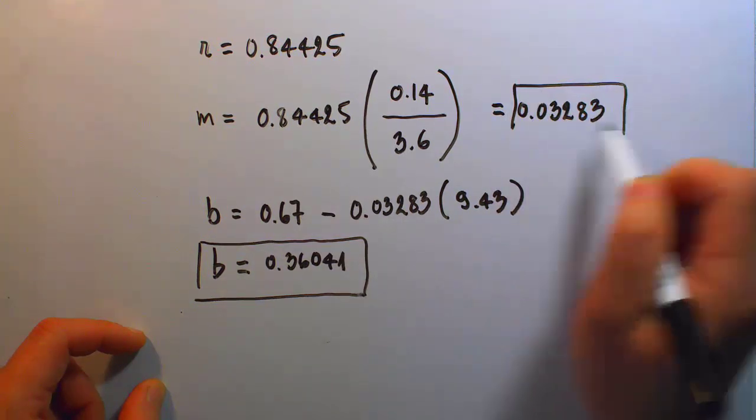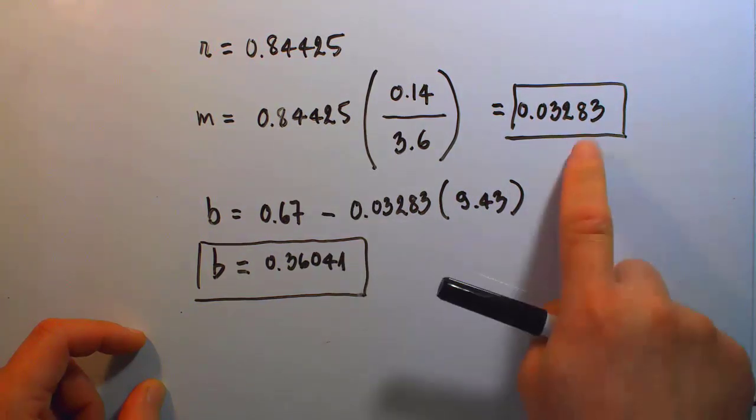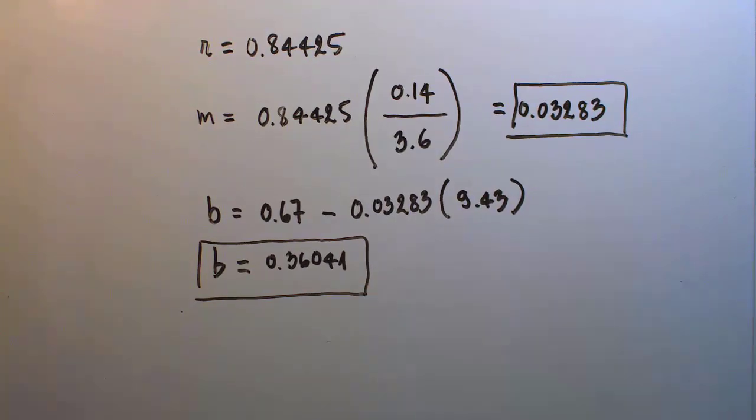So in our example, going parallel with the lecture, we found the slope and the y-intercept of the best fit line equation.